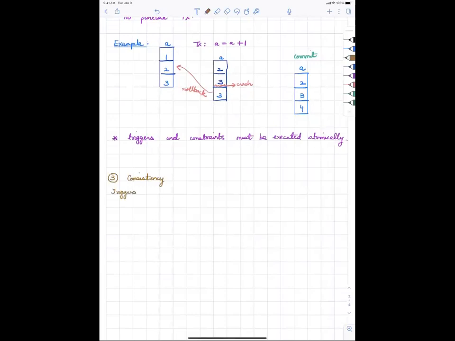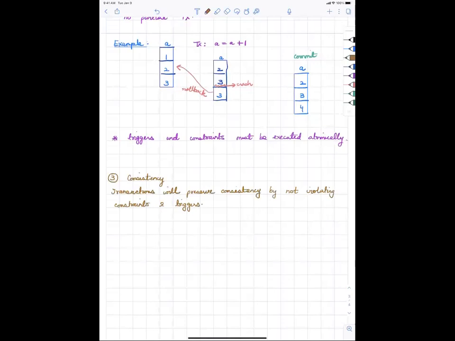So transactions will preserve consistency by constraints and triggers. So there's really nothing much to the consistency part.